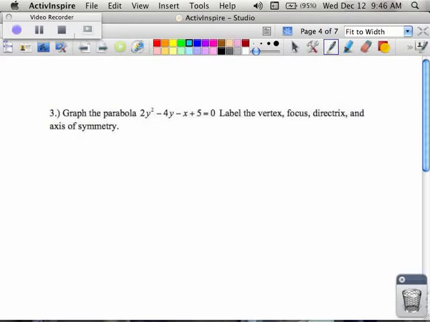When this occurs, you're going to look for the squared thing. Which thing is squared? Y. I'm going to put all the y junk on one side. That means I'm going to go with 2y squared minus 4y, and I'm going to leave that on the left side, because in the standard form of a parabola, our squared part is on the left. Everything else, I'm going to move to the right. So the negative x becomes positive x on the right, and the positive 5 becomes negative 5 on the right.